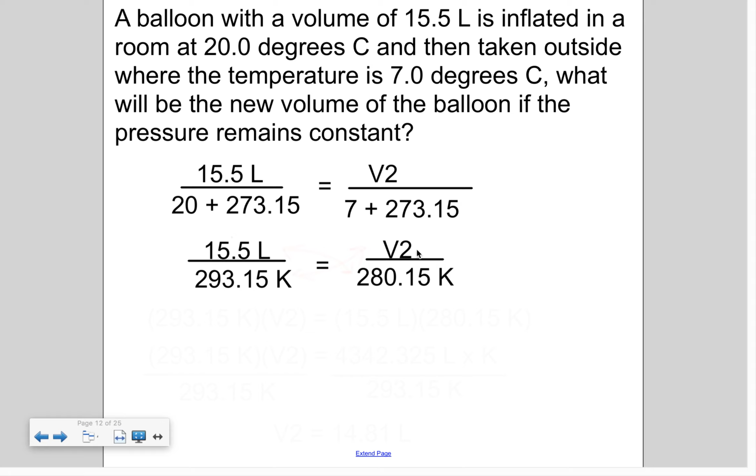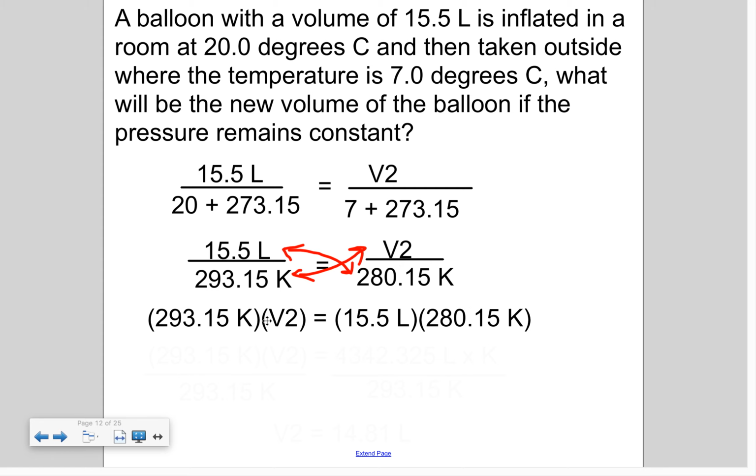Now to solve for V2, to get V2 by itself, I always like to cross multiply. I don't care what you do, but I always cross multiply. So 15.5 times 280.15 equals V2 times 293.15. So then something like this, right? So now I want to solve for V2, and to do that, you're going to divide both sides by 293.15.